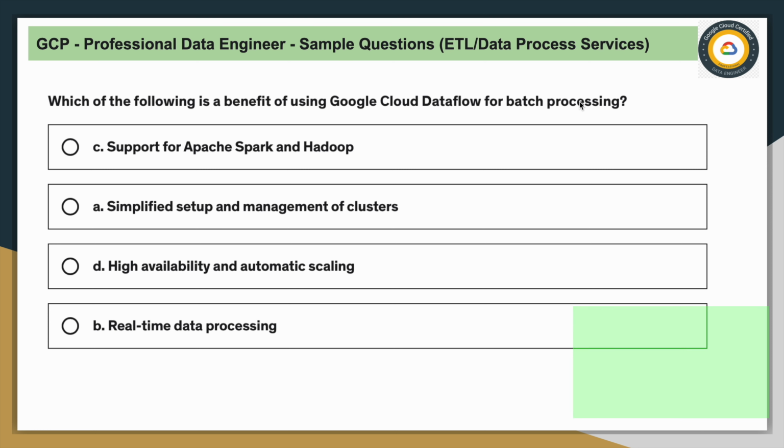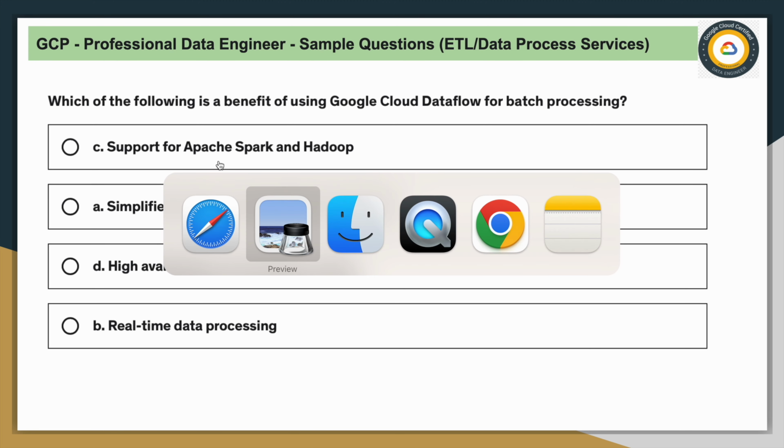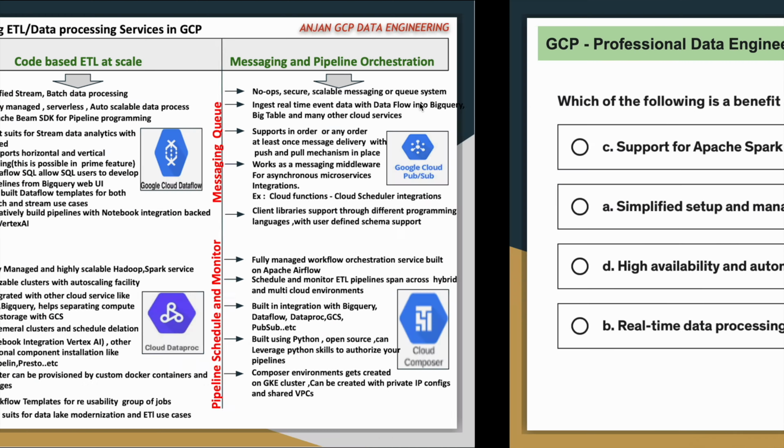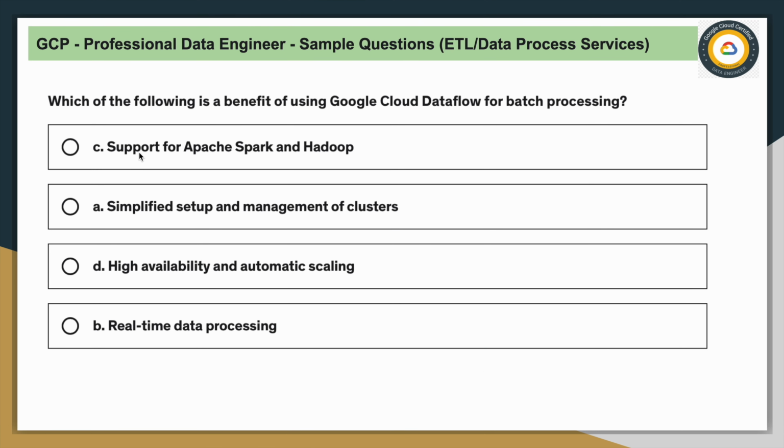Just try to read this question carefully. They are asking a specific use case, that is batch processing. The first option is support for Apache Spark and Hadoop. We'll go to our document, right? Dataflow is not a Hadoop and Spark service, right? This is unified stream and batch data processing. So we can simply ignore this option.